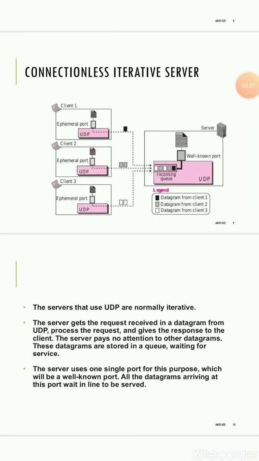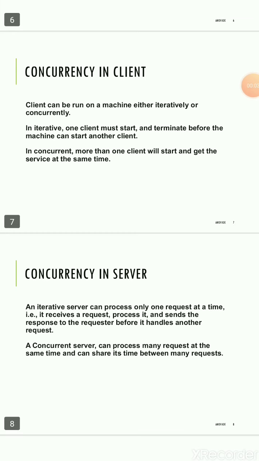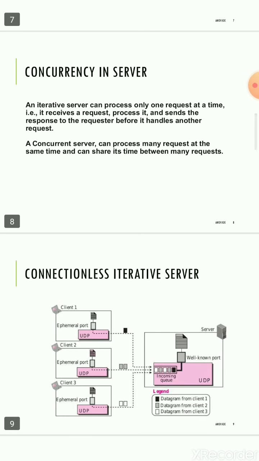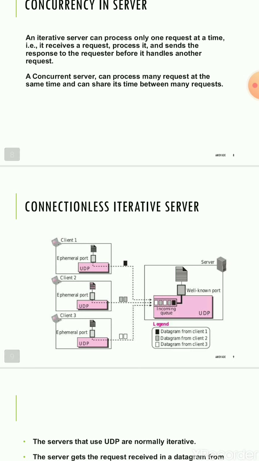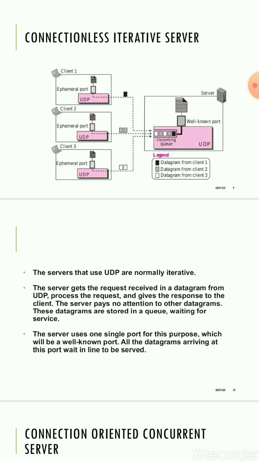So the next bit is concurrency. When we have studied concurrency in servers, the next is the connectionless iterative server. We discussed the four names in the last session. We studied four different types of servers: connectionless iterative, connectionless concurrent, connection oriented iterative, and connection oriented concurrent. Two of them we are neglecting here. We are discussing connectionless iterative servers and connection oriented concurrent servers. So first we will discuss connectionless iterative servers.